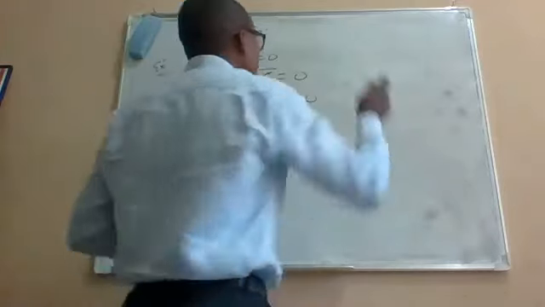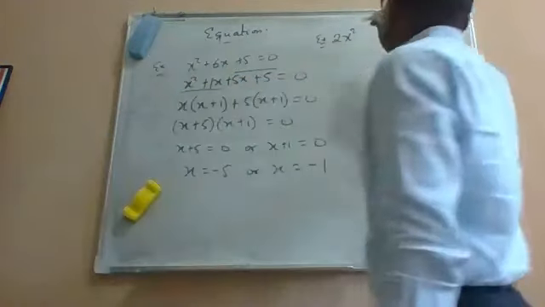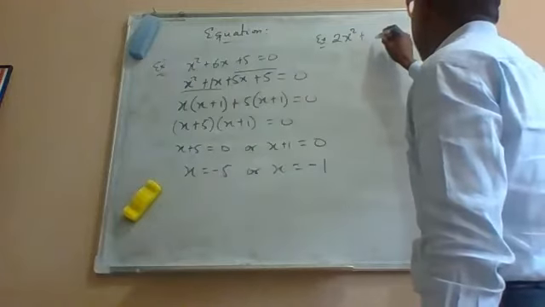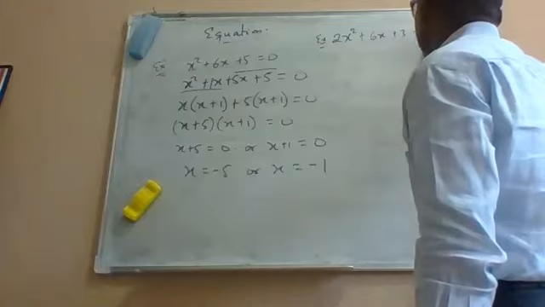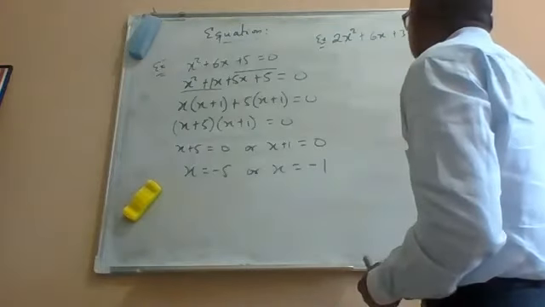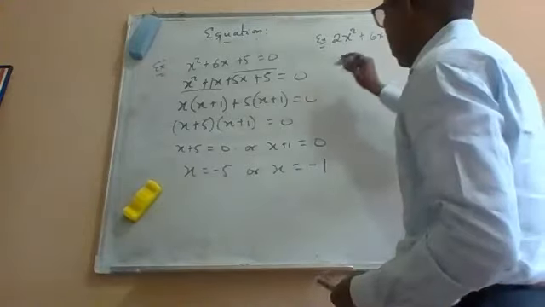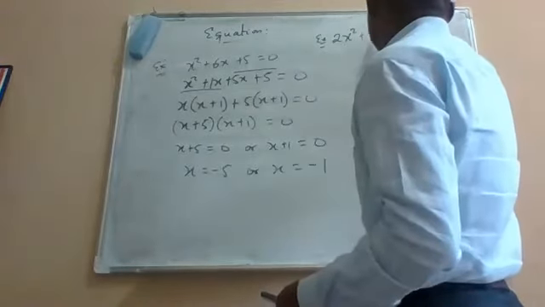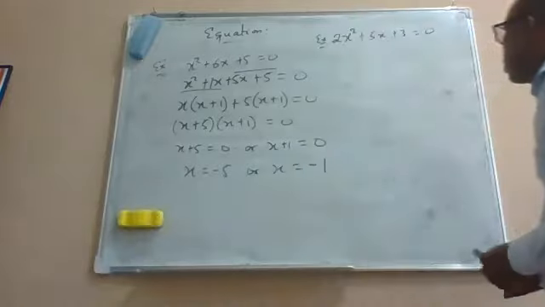So let's say another example. You are given 2s squared plus 6s plus 3 equal to 0. Then you know, we have 5 here. So this is another good question.